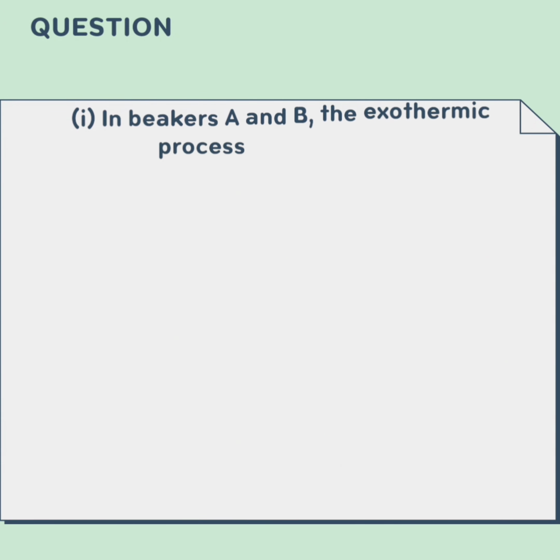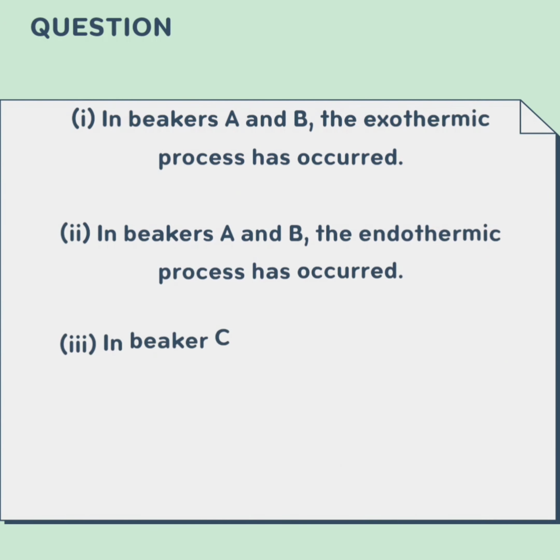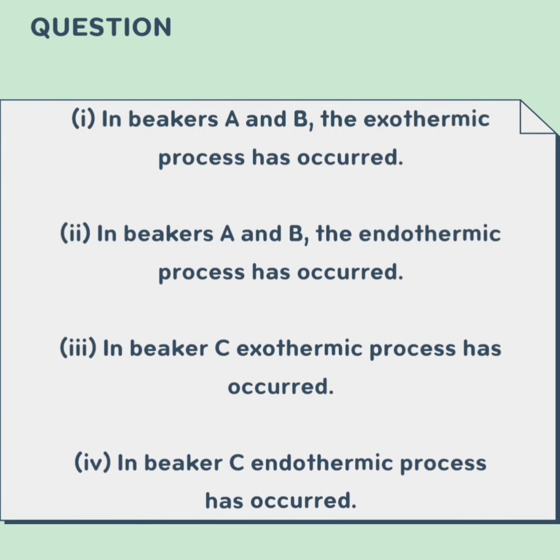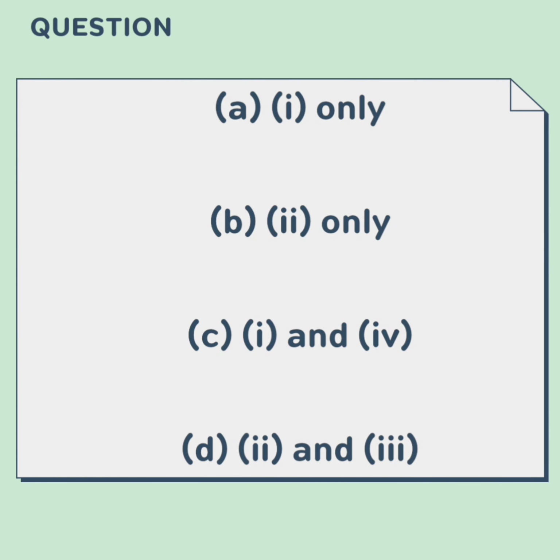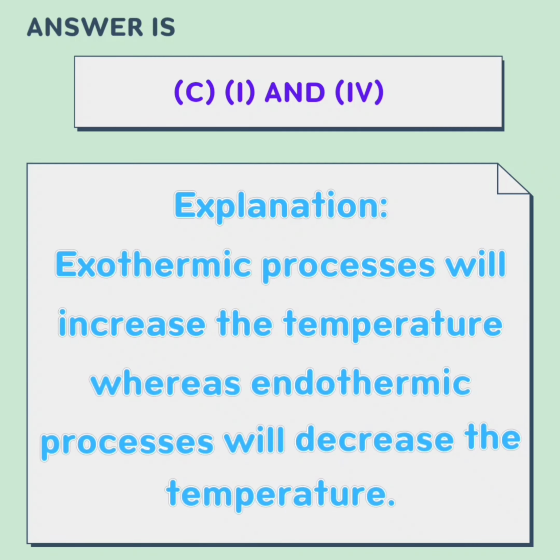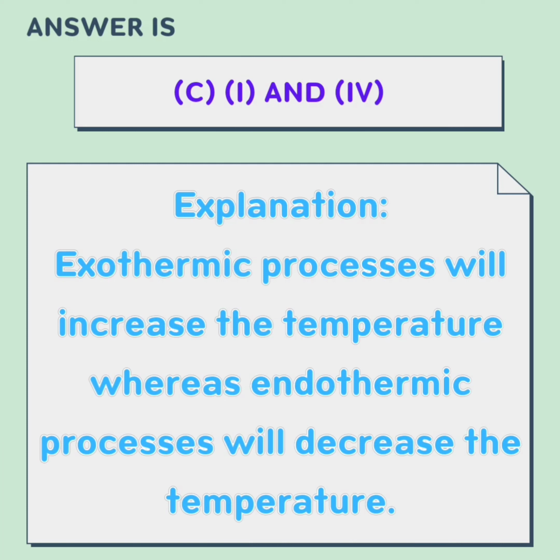1. In beakers A and B, the exothermic process has occurred. 2. In beakers A and B, the endothermic process has occurred. 3. In beaker C, exothermic process has occurred. 4. In beaker C, endothermic process has occurred. A. 1 only. B. 2 only. C. 1 and 4. D. 2 and 3. Answer is C. 1 and 4. Explanation. Exothermic processes will increase the temperature whereas endothermic processes will decrease the temperature.